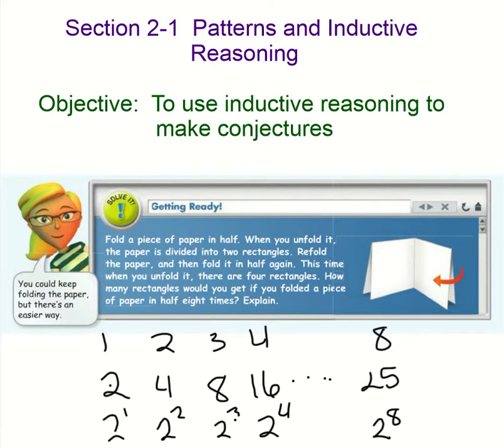There will be 256 rectangles if you can get your piece of paper to be folded that many times. I couldn't get my paper folded that many times. And so we can start to think inductively by starting to notice patterns and then continuing those patterns on.